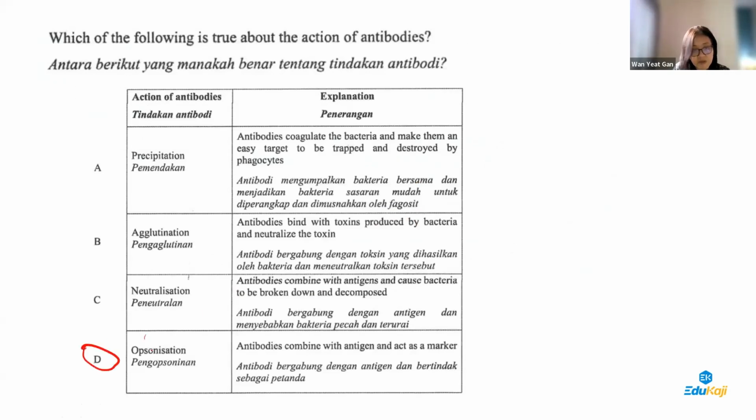Okay, opsonization means the antibody combines with the antigen and acts as the marker. So it's sort of like a highlight of where the bacteria is, so that it's easier for the phagocyte to identify and engulf it.